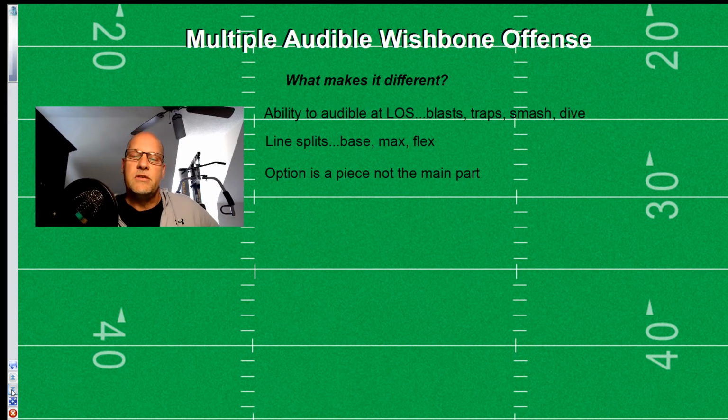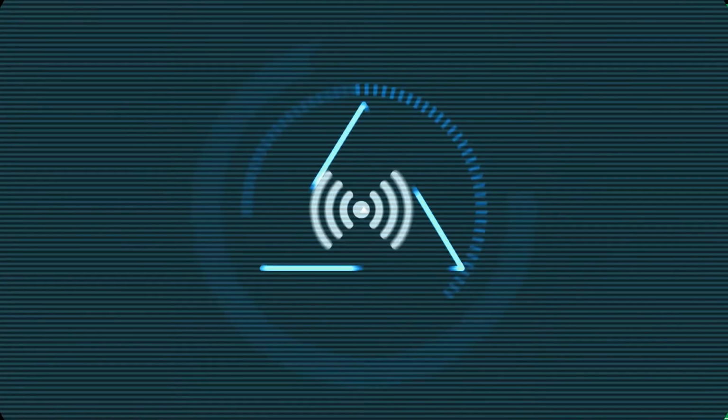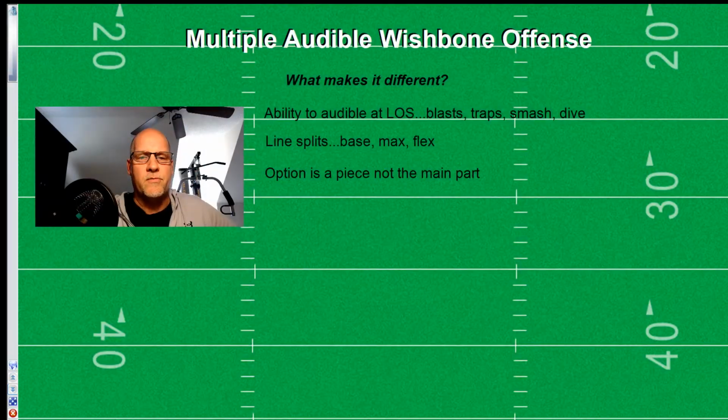And then the other piece that you need to know is that while our old granddaddy's wishbone is based in the option, this one is a piece of the offense, but it is not the main part. So it's important for you as a coach to recognize that the option is something the defense has to take into consideration, but it's not necessarily the play we're going to run the most. It's probably one of the ones that we're going to run mid-range or towards the bottom of our pecking order in terms of plays. So understand that it is a complementary piece to what we do, not necessarily a main part of our offense.